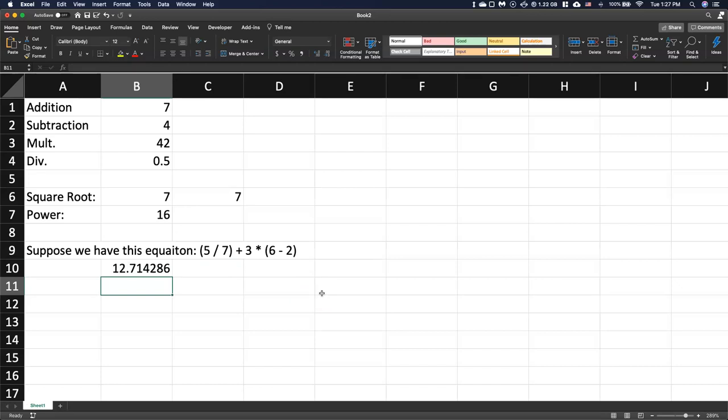Anyhow, that's kind of where I wanted to start, just showing how Excel can be used to do basic calculations.